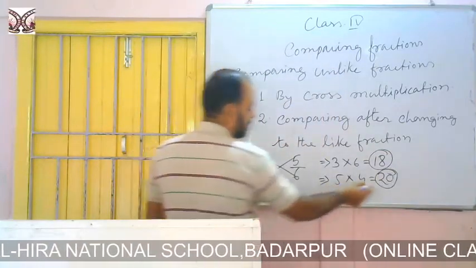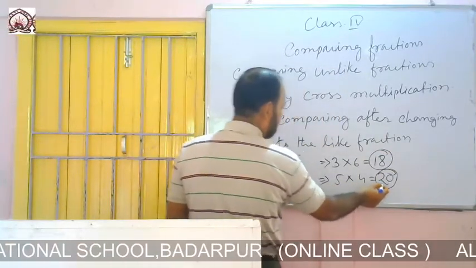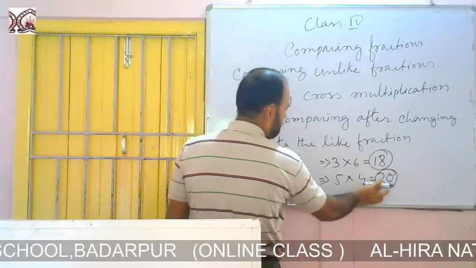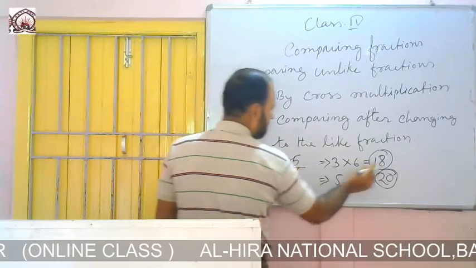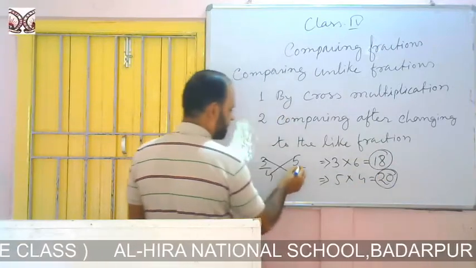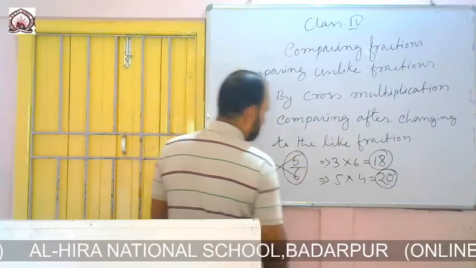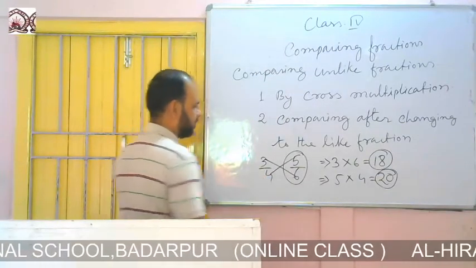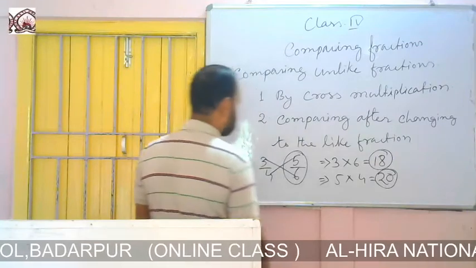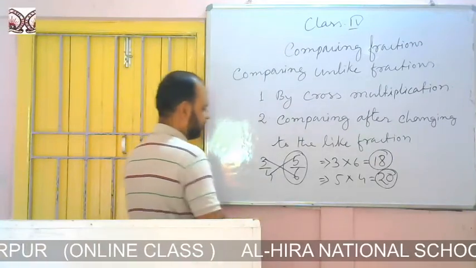So the second product 20 is greater than 18. So 20 is big. So this fraction 5 by 6 is greater than 3 by 4. 5 by 6 is greater than 3 by 4.